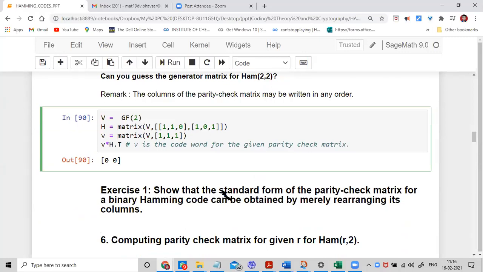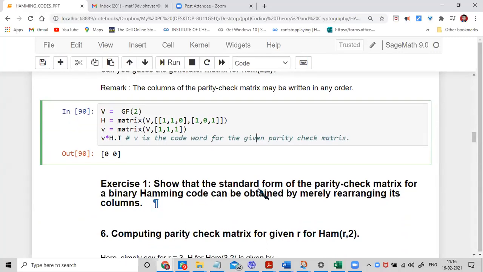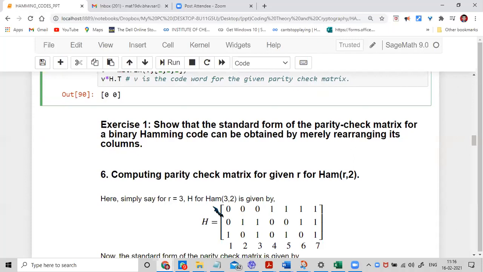Coming to exercise 1: show that the standard form of the parity check matrix for the binary Hamming code can be obtained by merely rearranging its columns. For the above example, it is easy to say. Am I correct? But when I take the sixth example, we will discuss this exercise after this.